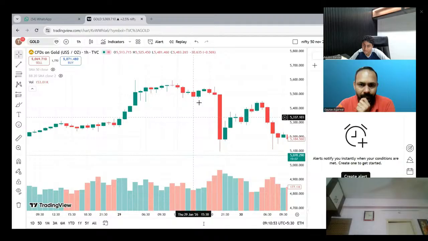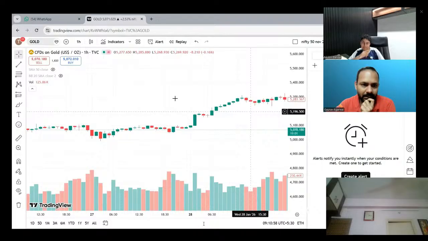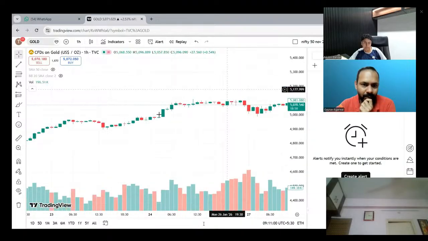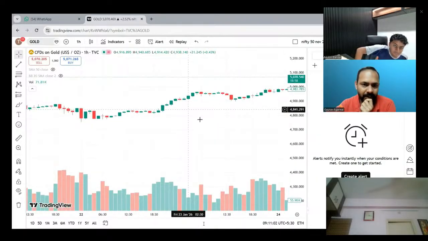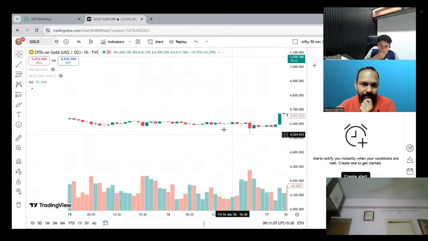Okay, that's fine. This cleared gravestone. Yeah, gravestone is clear. Let's try to find out one dragonfly. So dragonfly normally forms at the bottom.